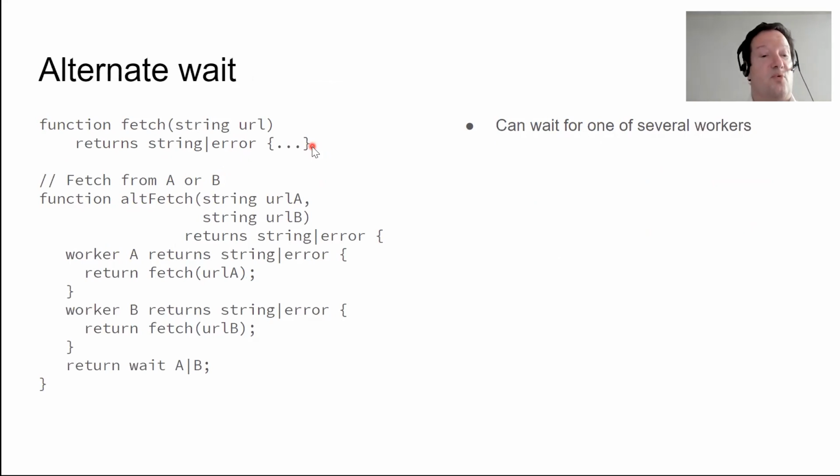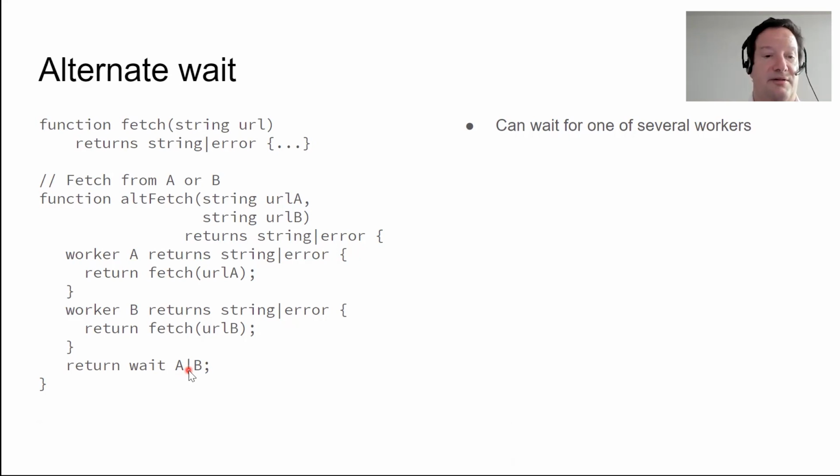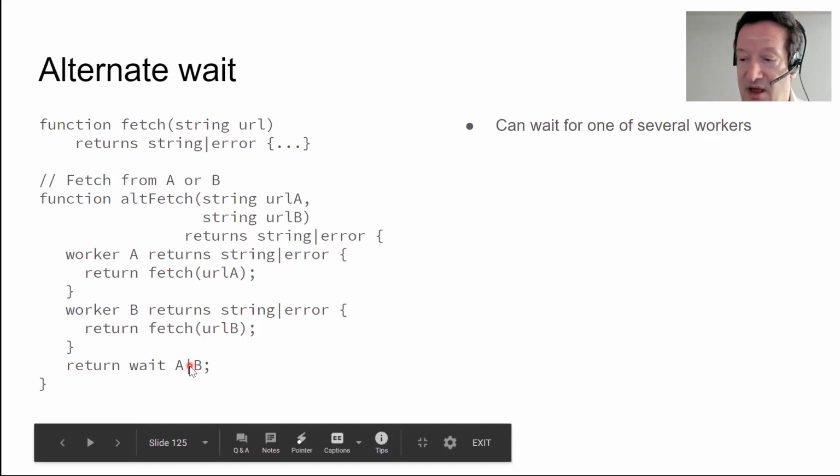So as well as just a simple wait where you wait for one worker, you can wait for a choice of workers. We call that alternate wait. So suppose you have a function that goes fetch some string from some URL, and it may succeed or fail. And I've got two possible URLs I can fetch it from. So I can have two workers, worker A and worker B. One goes to fetch it from URL A, one goes to fetch from URL B, and then I wait until one of them succeeds. And this will return the string from whichever was the first one to return a non-error value. If they both return an error value, then I'll get an error.